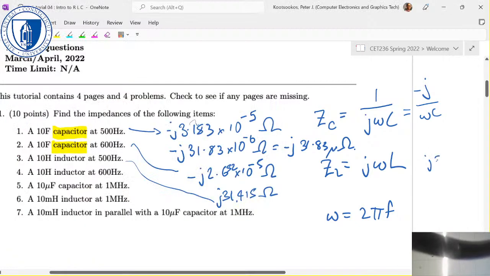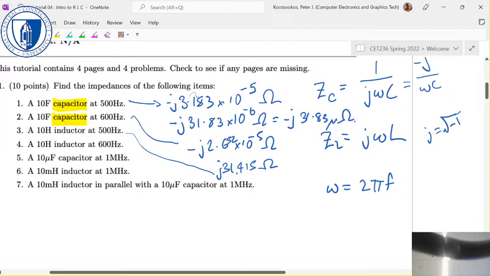J is the square root of minus 1. Right. So, when I talked about that, we've been using I all the way through to talk about current. So electrical engineers tend to use J for the imaginary unit. Mathematicians and mechanical engineers tend to use I, but electrical people tend to use J. Okay? That looks pretty good, so let's ask somebody else.